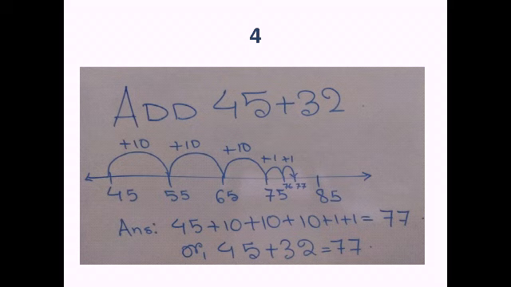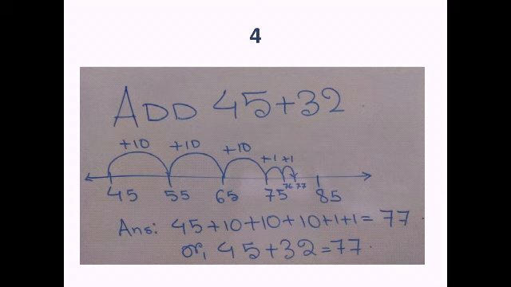Like that only, here you have to add 45 and then add 32. So how can we do it? Now here, instead of the tens table, look at how we draw the number line. We write 45 and add 10 to 45. Each time we add 10 to the previous number and move along the number line. So 45 plus 10 is 55, 55 plus 10 is 65, 65 plus 10 is 75.